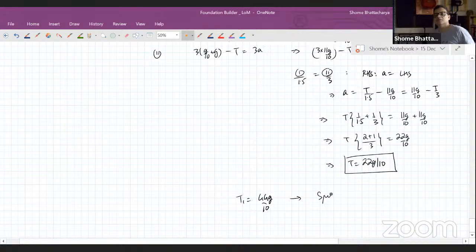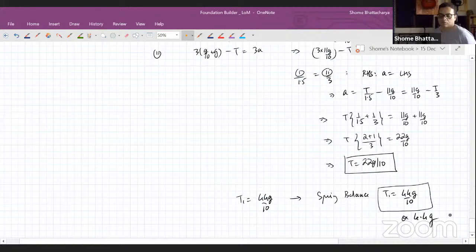So the spring balance will read a tension T1 of 44g by 10, or 4.4 g. And notice the answer given at the back will be 4.4, instead of 4.4 g. So it is understood.